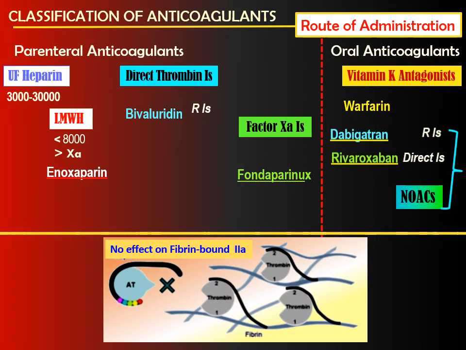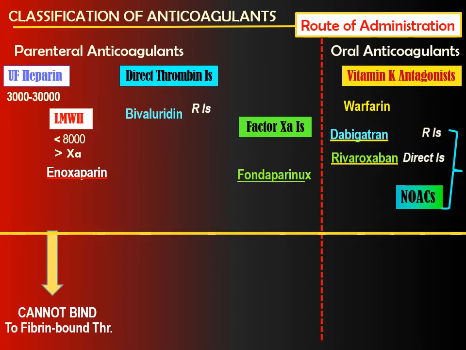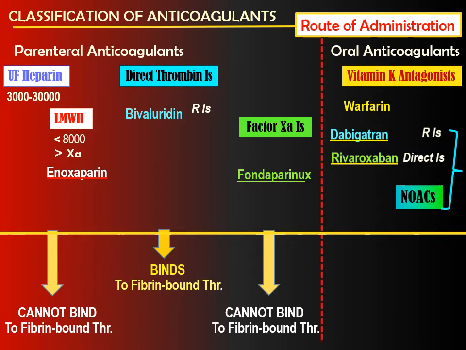Also, we have to keep in mind that heparin does not have an effect on the fibrin-bound thrombin. So, unfractionated heparin cannot bind to fibrin-bound thrombin. Bivalirudin is the only one that can bind to fibrin-bound thrombin. Fondaparinux cannot bind to the fibrin-bound thrombin, neither can the vitamin K antagonist. So this is important concerning something called HITT, the heparin-induced thrombocytopenia thrombosis, that we are going to talk about later.